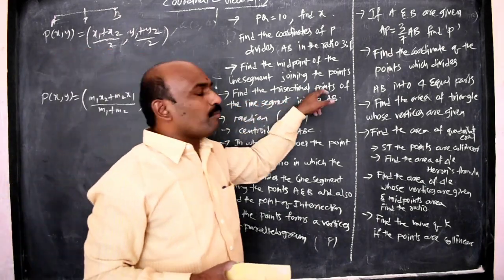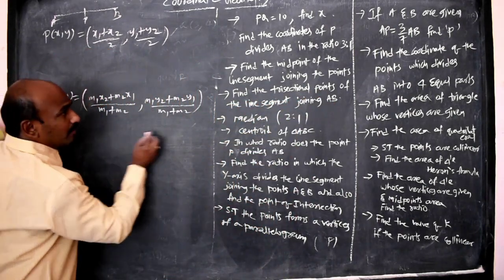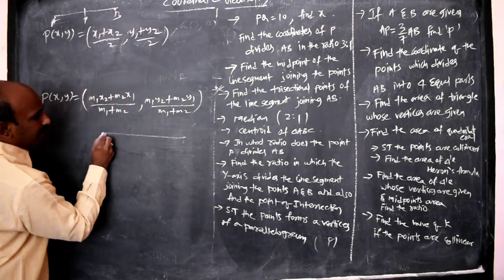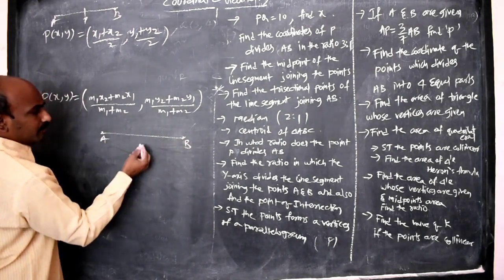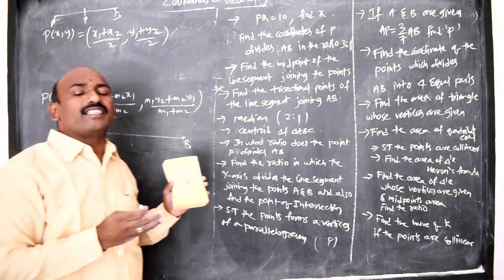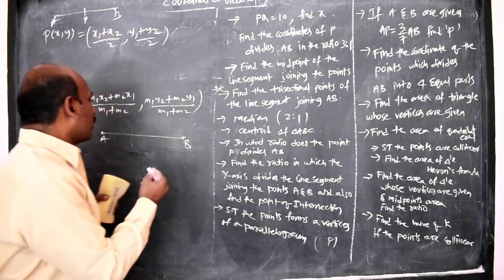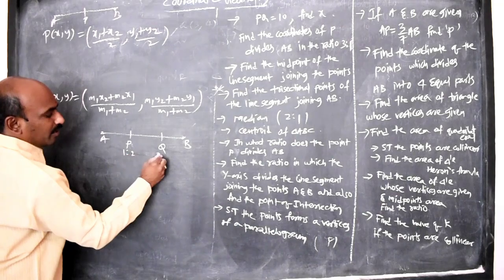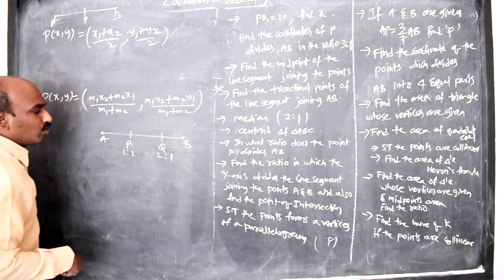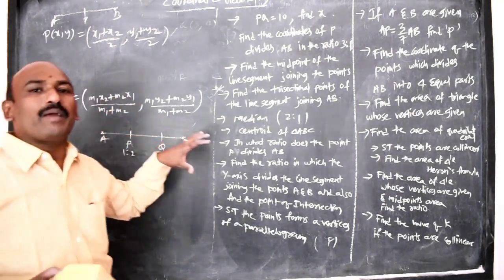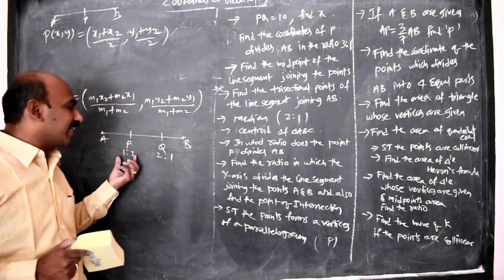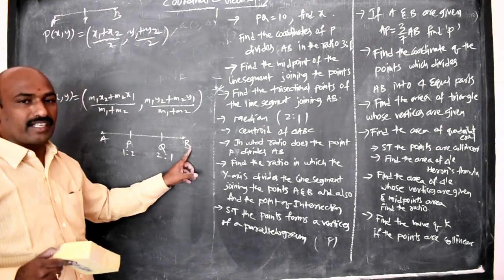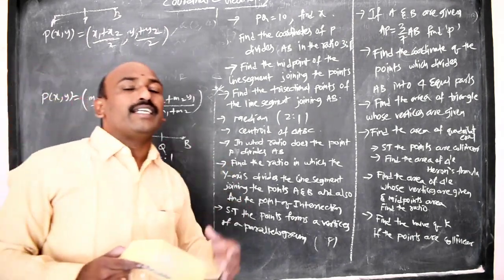And the points of trisection is a very important concept; they can ask a 4 marks question. If you take the coordinates A and B as a line segment, trisect means it divides it into 3 equal parts. P divides AB in the ratio 1:2 and Q divides AB in the ratio 2:1. The same section formula will apply, but you are changing the ratio. One time you take 1:2 and the other time 2:1. Here x1, y1, x2, y2 are given. We can apply the same formula and get the trisection points.